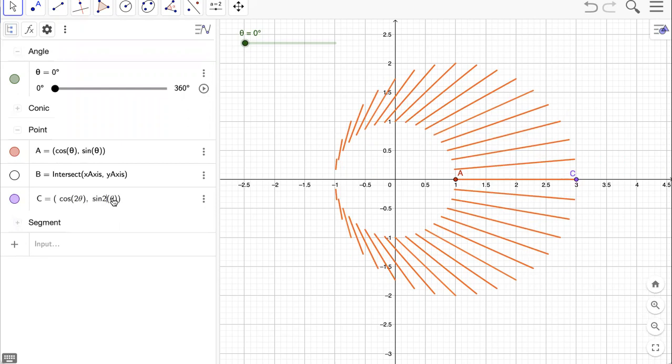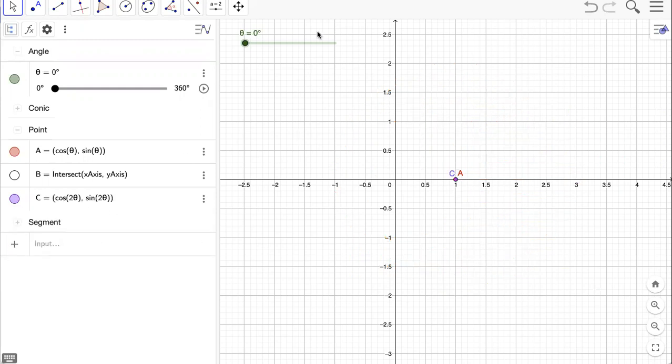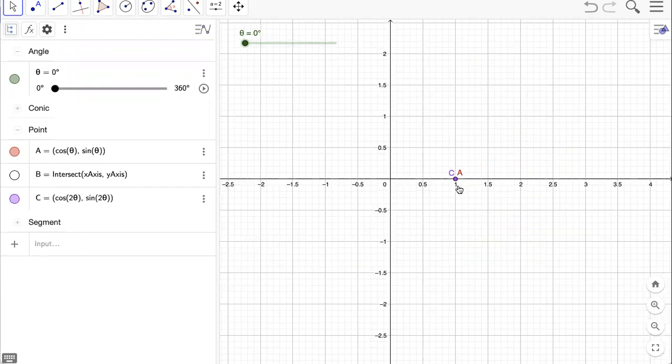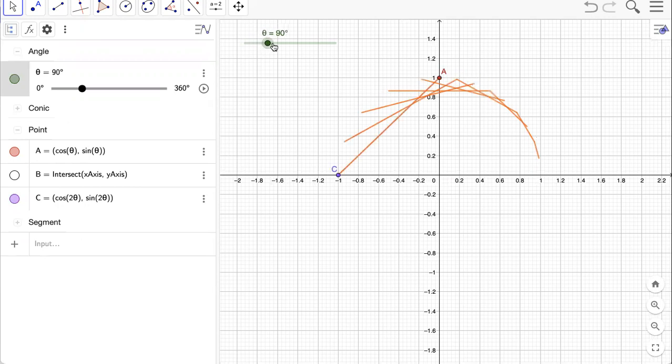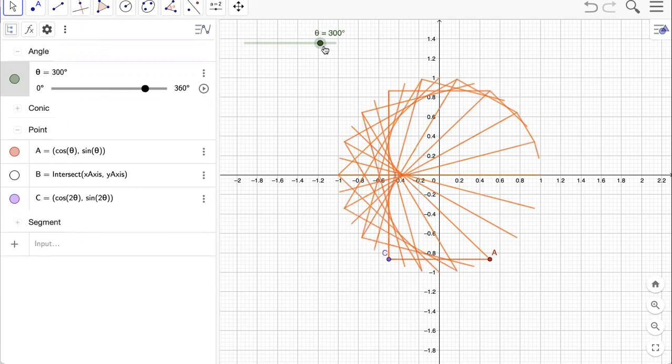Do you know what happened? If I try 2 theta, do you know what will happen? So the point C is here. The area is getting bigger, or the line is getting bigger. You see how it works?